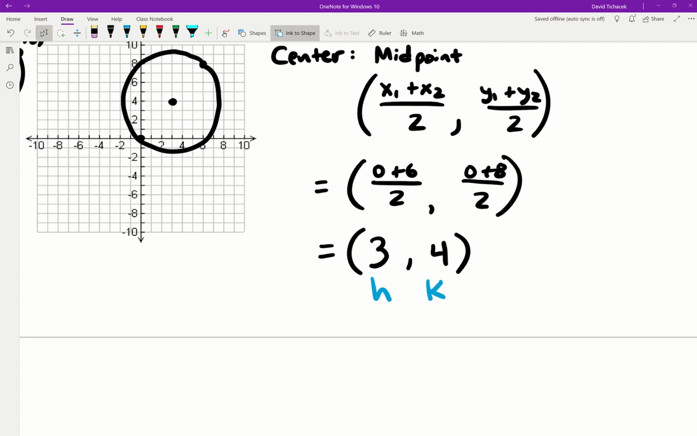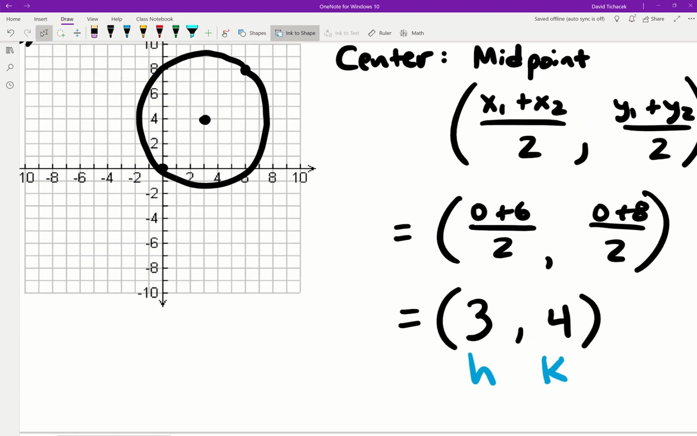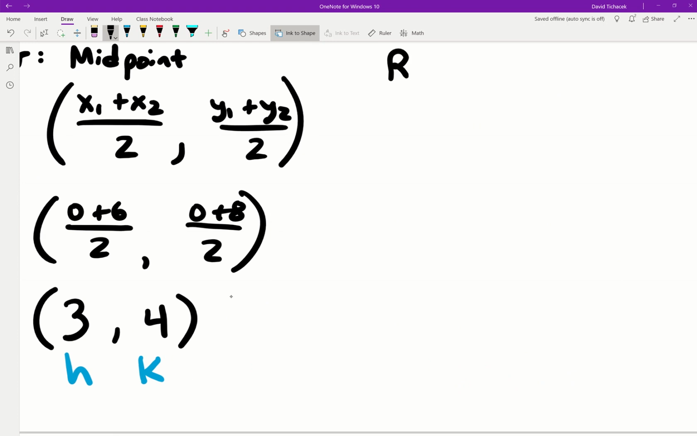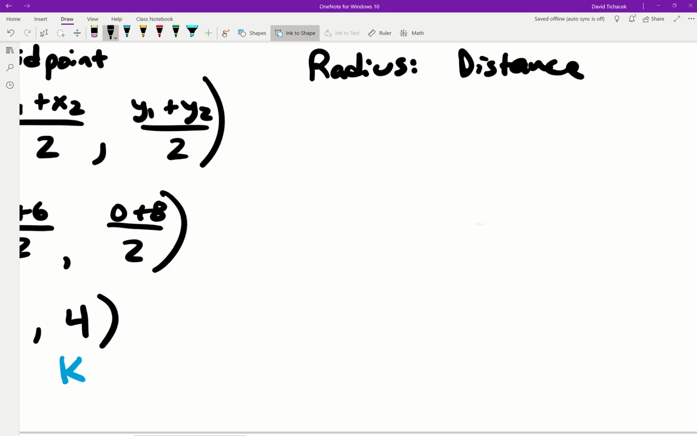okay? Now we need the radius, and of course, now that we have the center, we just need to go ahead and figure out what the distance from one of my endpoints is to that center, and the reason that I might go ahead and pick the point 0, 0 is because when you plug 0 in, things get nice. And so we'll go ahead and find our radius by doing a quick distance formula here. So for radius, we want to calculate a distance, and that'll be using the distance formula from a previous set of notes.